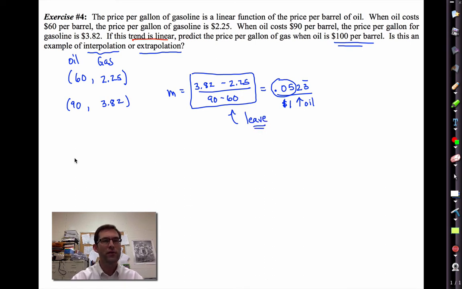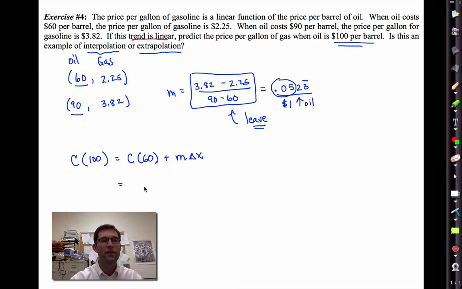Because now what am I looking for? Let me call it cost, C for cost. I keep using C, sorry about that. But let me figure out the cost when oil is $100 a barrel. Now you can start with the 60 or you can start with the 90. It doesn't matter at all. So I'll start with the 60. I'll take the cost at $60 oil, and I'll add to it M times the change in X.